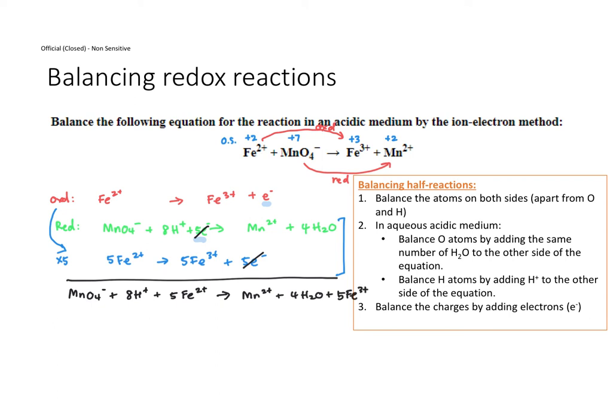Finally, we'll just check to make sure that there's no chemical species that are duplicated on both sides of the equation. So now, since there's no duplication, we are done with this question, and that's how you would balance an equation for a redox reaction in an acidic medium.